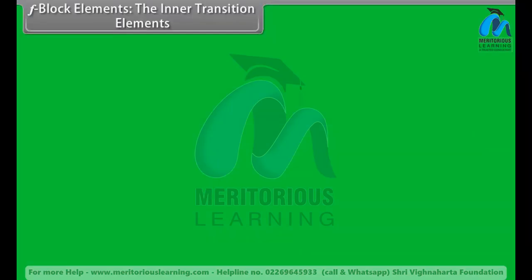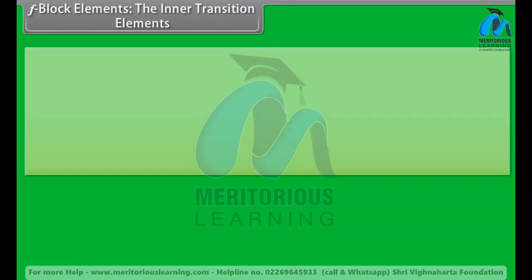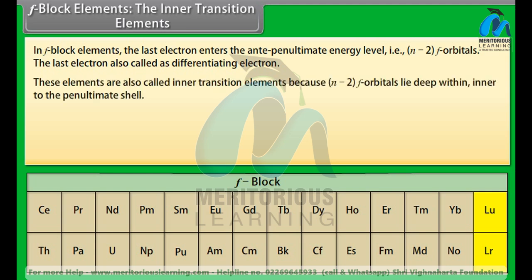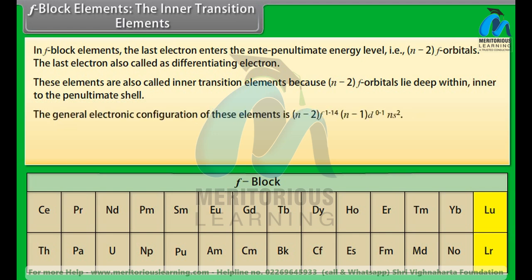F block elements, the inner transition elements. In F block elements, the last electron enters the antepenultimate energy level, that is (n-2) f orbitals, where n can be 6 or 7. The last electron is also called the differentiating electron. These elements are also called inner transition elements because (n-2) f orbitals lie deep within, inner to the penultimate shell. The general electronic configuration of these elements is (n-2)f1 to 14, (n-1)d0 to 1, ns2.